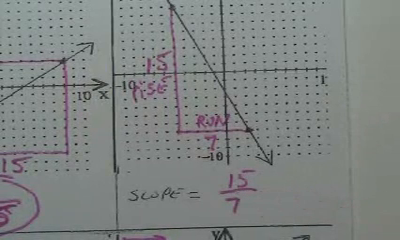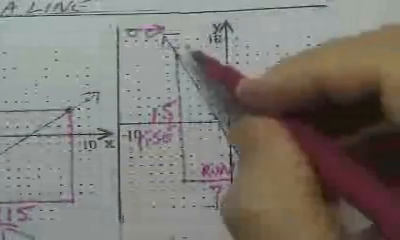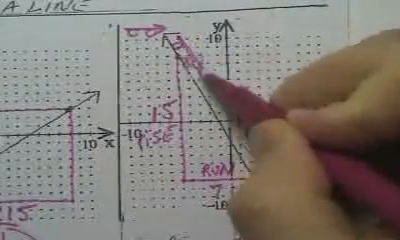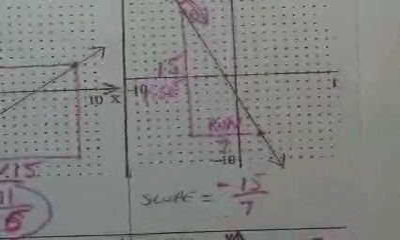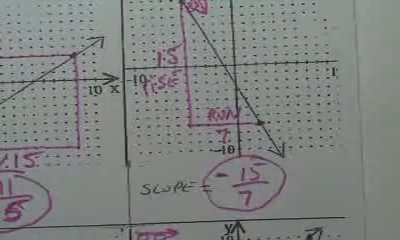Now, is that a positive slope or a negative slope? Well, if you were to put this skateboard on there, going left to right, you would see that it would be going downhill. That's negative slope. And there's your answer. It's a negative 15 over 7 slope.